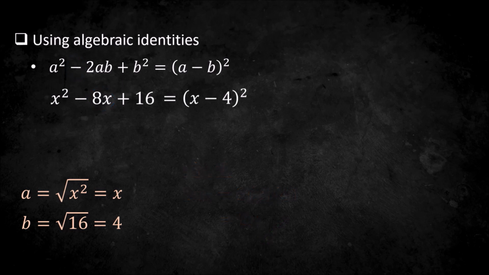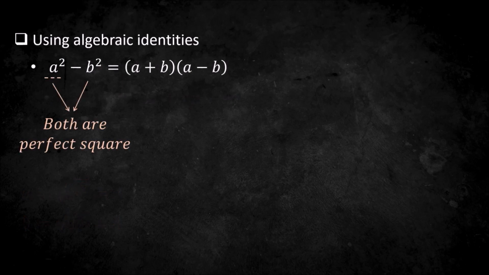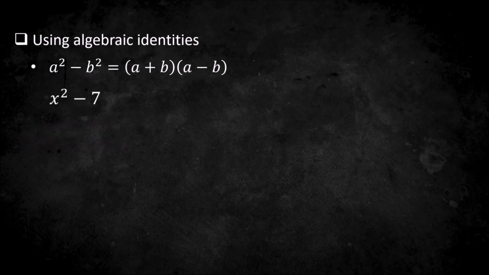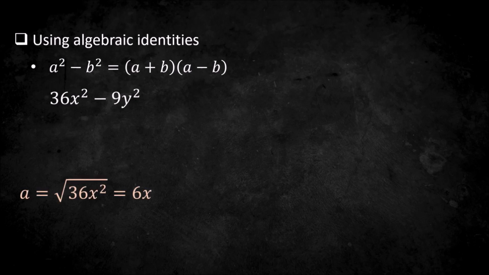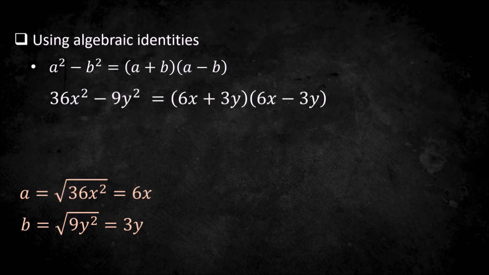The last identity is used when the expression is the difference between two perfect squares. It cannot be used when either one of the terms is not a perfect square. Both terms in the expression, 36x squared minus 9y squared, are perfect squares. The term a is 6x, and the term b is 3y. The factorized form is the product of 6x plus 3y and 6x minus 3y.